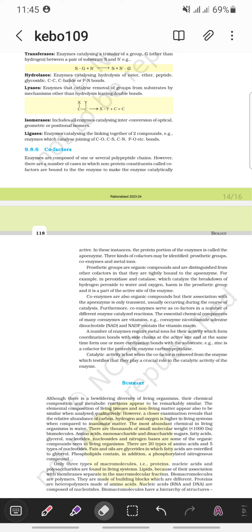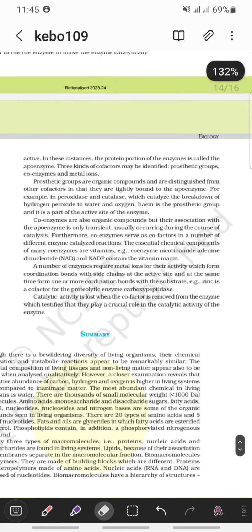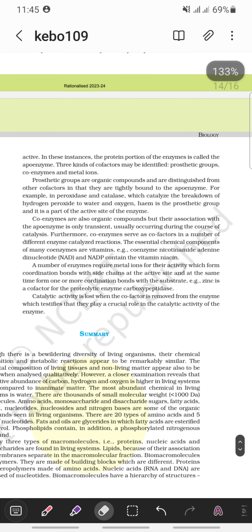Cofactors. Enzymes are composed of one or several polypeptide chains. However, there are a number of cases in which non-protein constituents called cofactors are bound to the enzymes to make the enzyme catalytically active. In this instance, the protein portion of the enzyme is called the apoenzyme. Three kinds of cofactors may be identified: prosthetic groups, coenzymes, and metal ions. Prosthetic groups are organic compounds and are distinguished from other cofactors in that they are tightly bound to the apoenzyme.